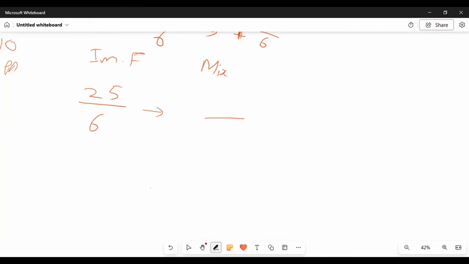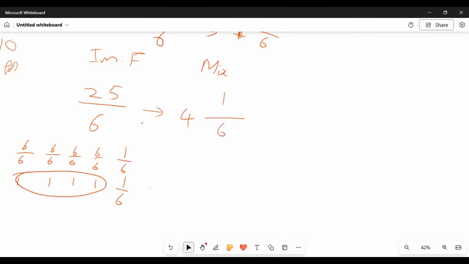So we have 6 over 6, 6 over 6, 6 over 6, 6 over 6. We have 4 wholes, and the remaining is another 1 over 6. So I can write each 6 over 6 as 1. So actually we have 4 wholes and another 1 over 6. So the answer is going to be 4 1 over 6. This is the conceptual idea on how to convert improper fractions to mixed numbers.